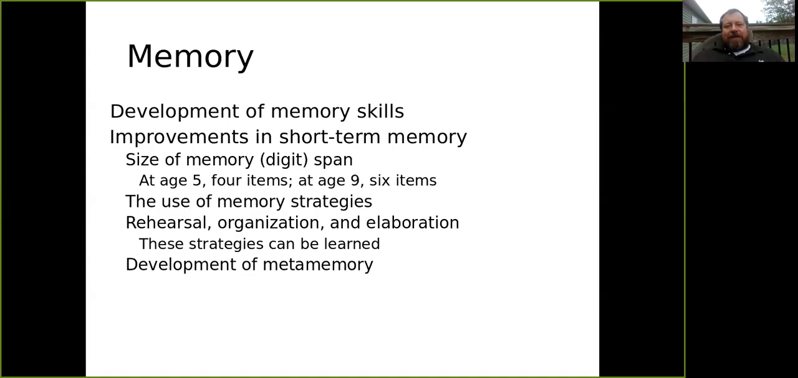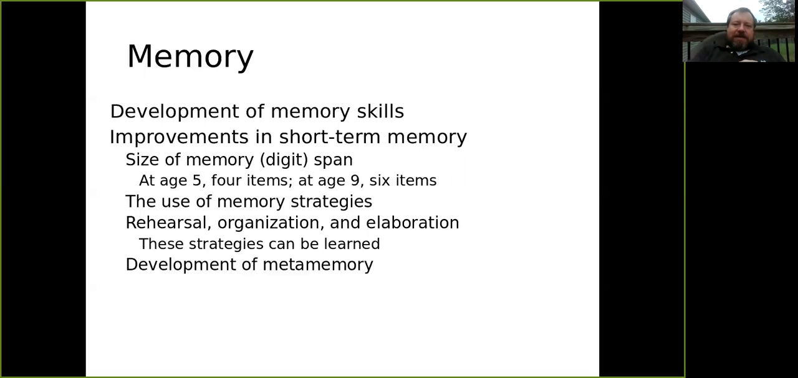Those are strategies that our youngest children aren't using. For example, many preschoolers don't realize that if they don't rehearse that information, it'll be lost. These are strategies that can be taught and can be learned, and it's related to the development of what's called meta memory, which means thinking about or understanding about how our own memory works.